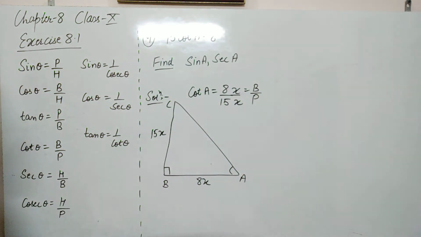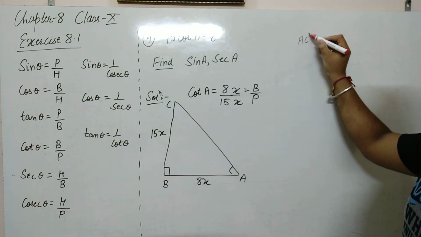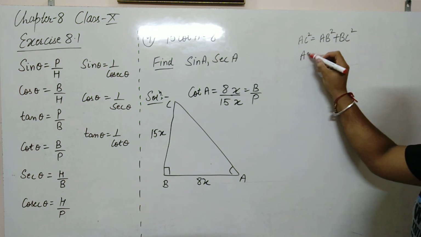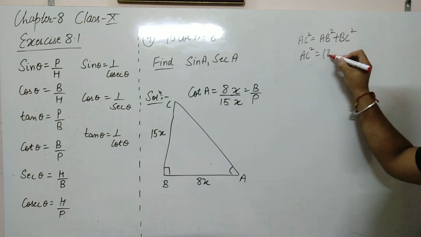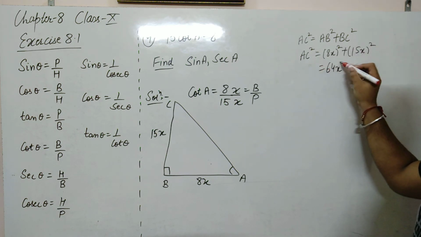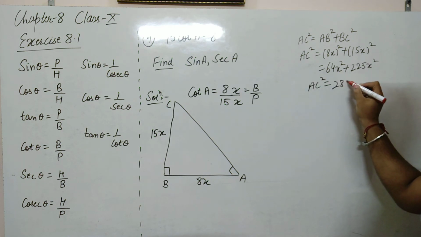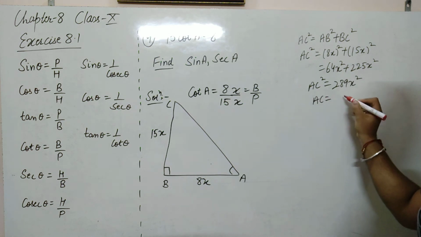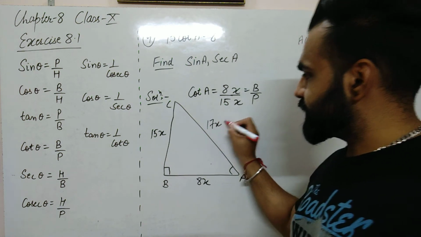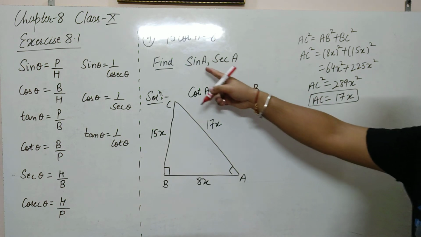Now we have to find the hypotenuse here. So we will use Pythagoras theorem. AC square is equal to AB square plus BC square. So AC square is equal to 8x square plus 15x square, 64x square plus 225x square, and AC square is 289x square. AC will be 17x. Clear everyone? Now all the three sides are known, so we can find the ratios here.